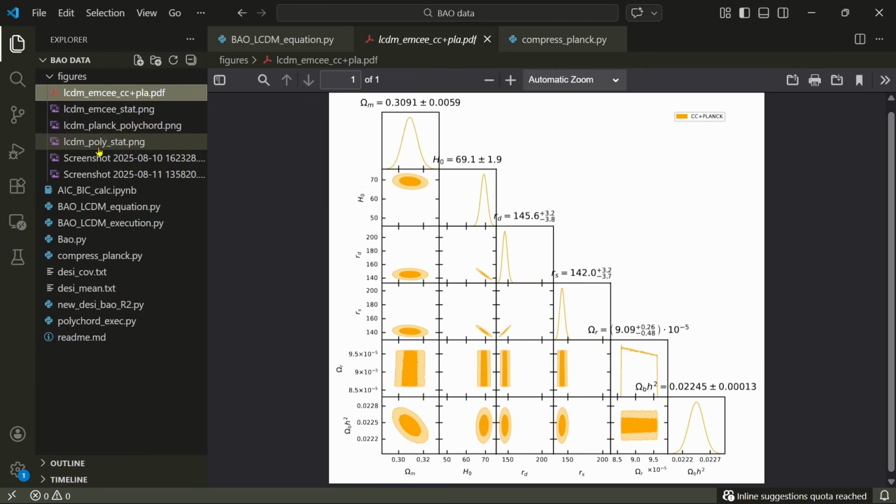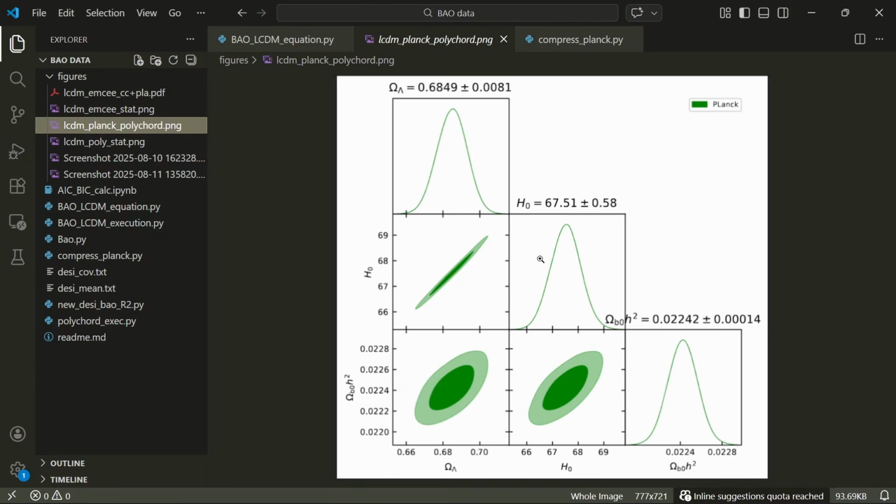This is your omega B0 H square. So omega B0 is the initial condition. H is H0 over 100. So this H is different from that particular H. This is your H0 over 100, and this value is over here.